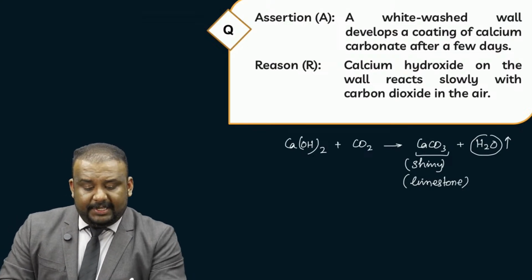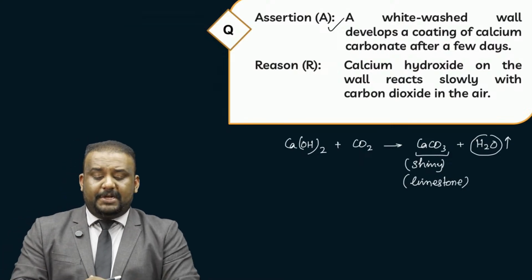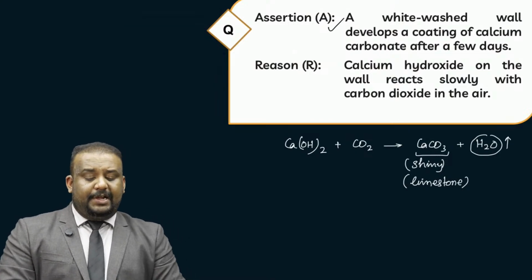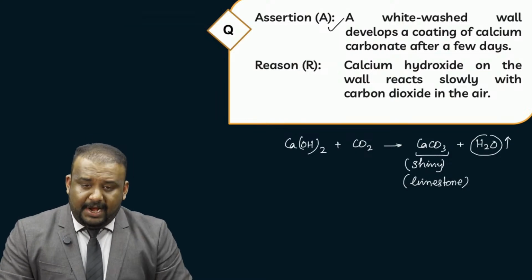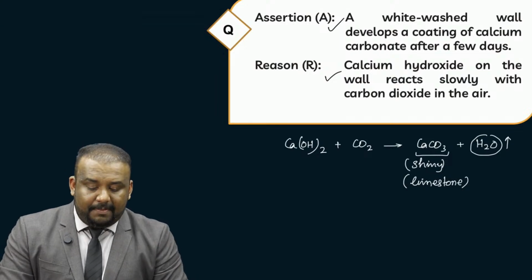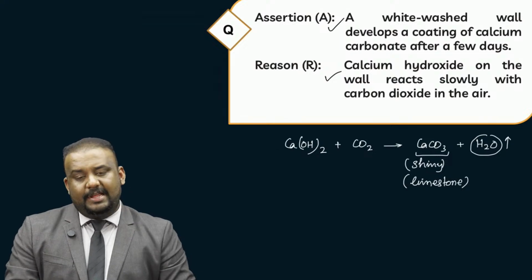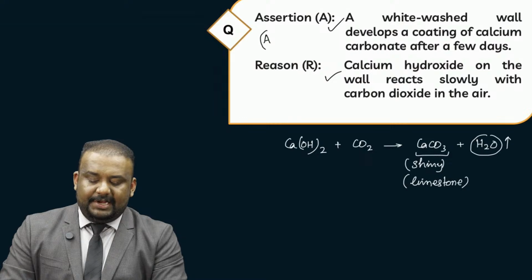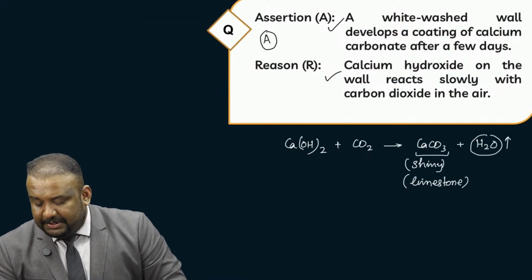So the statement in the assertion is correct. It develops a coating of calcium carbonate after a few days. That's true. The reason given, calcium hydroxide on the wall reacts slowly with carbon dioxide in the air. Indeed, that is the reason why it develops a coating of calcium carbonate after a few days, because of the reaction between calcium hydroxide and carbon dioxide. So we can say that both are dependent statements. The assertion and the reason depend on each other. So we can go ahead with option A.